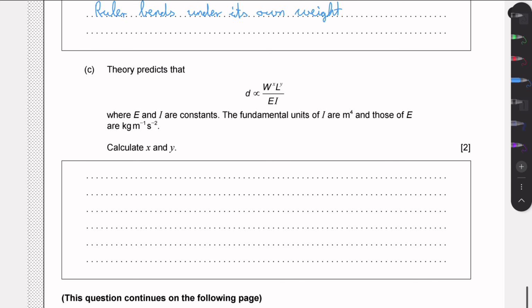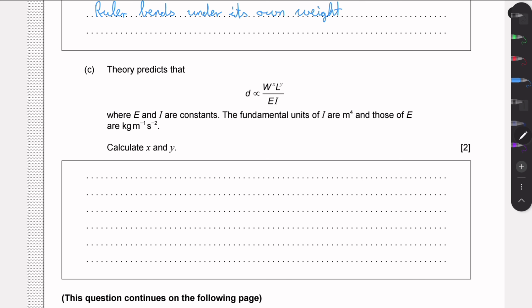And then we're given that the theory predicts that the deflection down is proportional to the weight to the power of x multiplied by the length of the ruler to the power of y, divided by these two constants, E and I, where E is a material property, and I is a property of the cross section of our ruler.